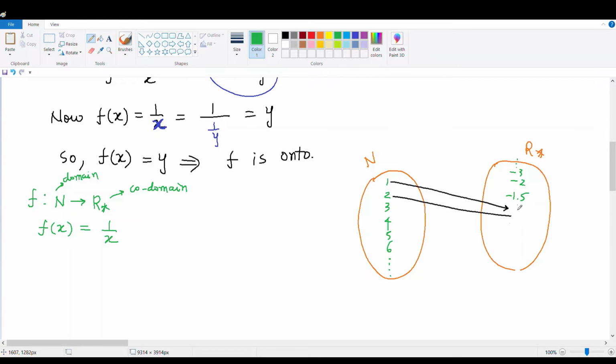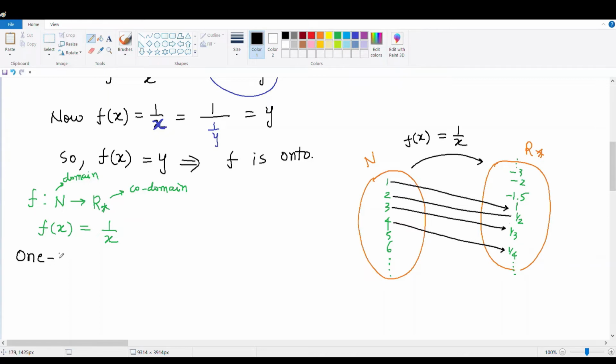So let me write 1 there, let me write 1 over 2, 1 over 3, 1 over 4 and a few more. So 3 is going to get connected to 1 over 3, 4 is going to get connected to 1 over 4, because that's what our function definition is: f of x equals 1 over x. If you pick 1, then 1 over 1. If you pick 2, then 1 over 2. If you pick 3, then 1 over 3. So it looks like, yes, this is going to be 1-1, because one element is connected to just one element. And when it is 1-1, we need to prove it.